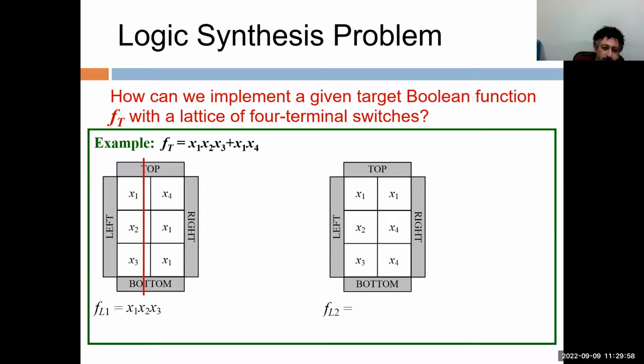Okay, this is the first path. Second one, x1 x4. Third one, x1 x2. Fourth one, x1 x2 x3 x4. And there are also other paths, but these are redundant. For example, this path with the dashed line is covered by the path on the second column on the right-hand side. So we don't consider these paths, especially in this slide, because they are all redundant.